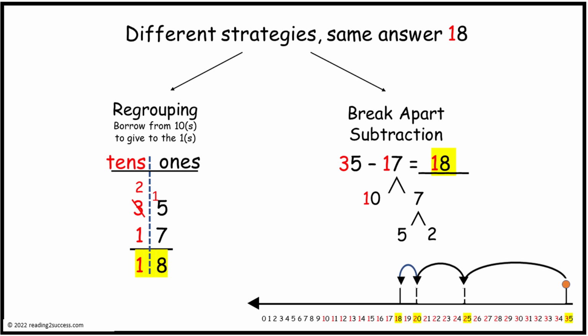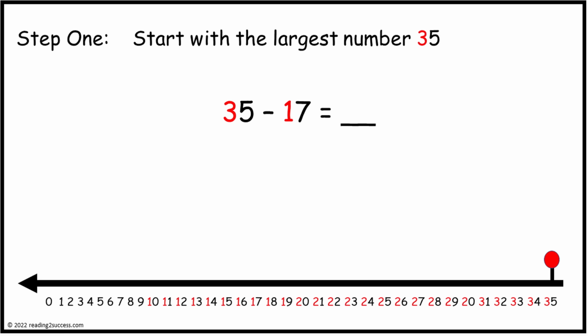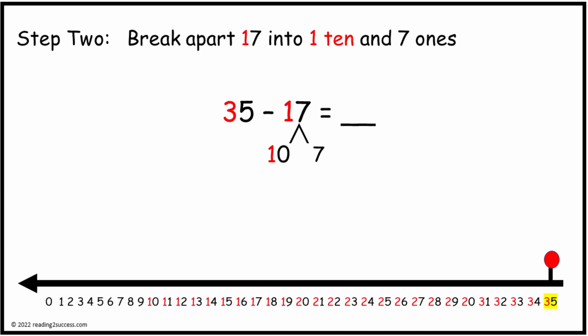So here are the 5 steps to teach kids break apart subtraction. Step 1. Start with the largest number. In this equation, 35 minus 17 equals, 35 is the largest number. Step 2. Break apart 17 into tens and ones. That gives us 1 ten and 7 ones.